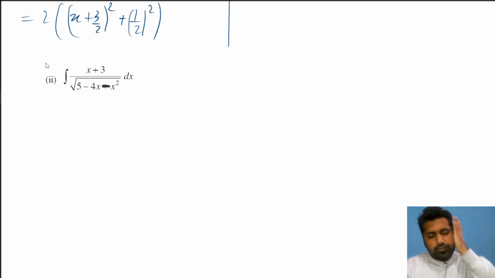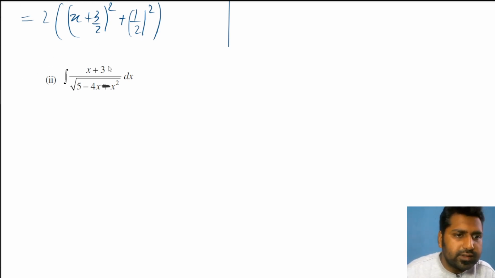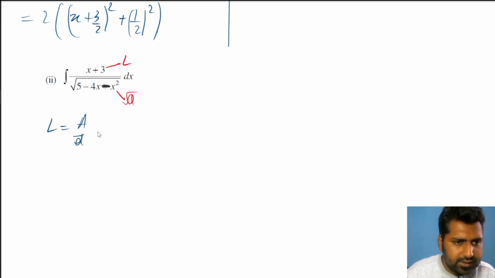All right. Again, format. What is in the numerator? Linear. What is in the denominator? Square root of quadratic, linear upon quadratic, or linear upon square root of quadratic. The first step is writing linear as a times d by dx of quadratic plus b.